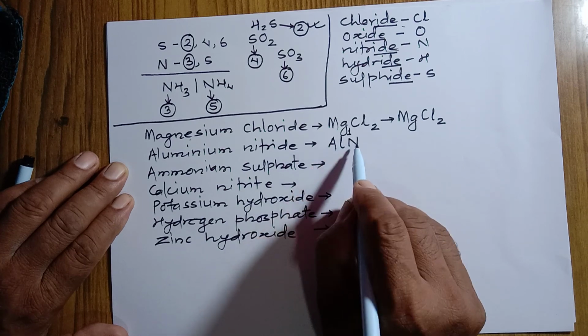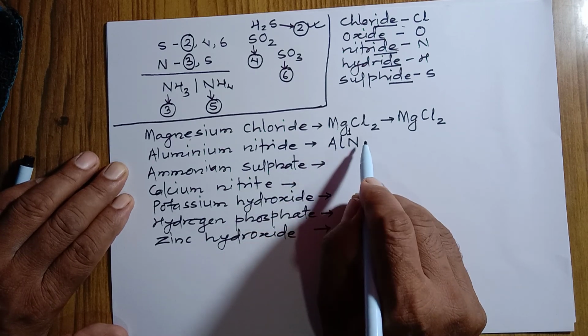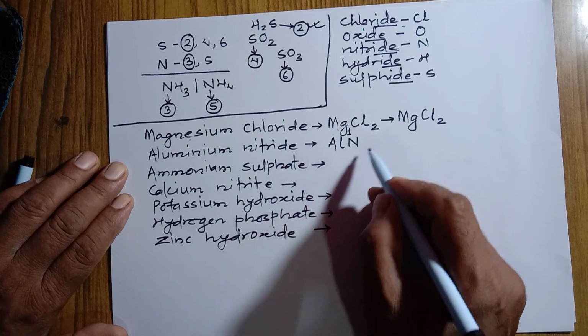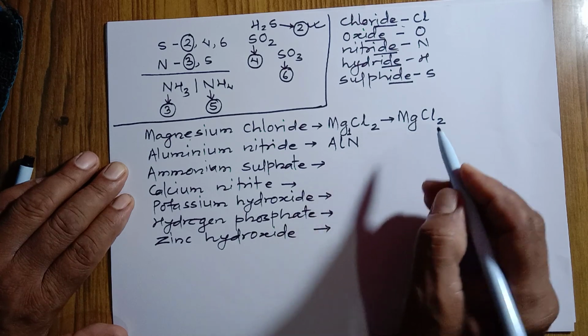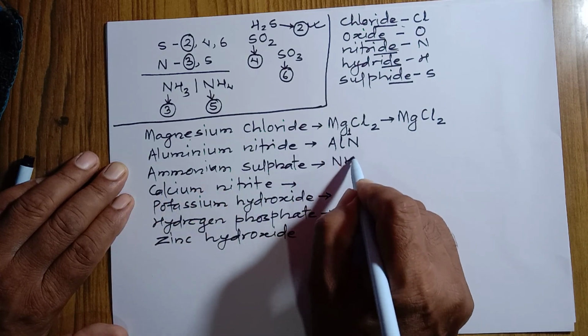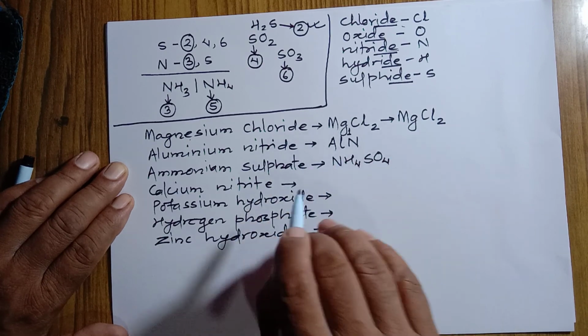If there are two elements or two radicals having equal valency, then we will not exchange their valency. That's why aluminium nitride is AlN. Ammonium sulfate: ammonium means NH4, sulfate means SO4. These are radicals.